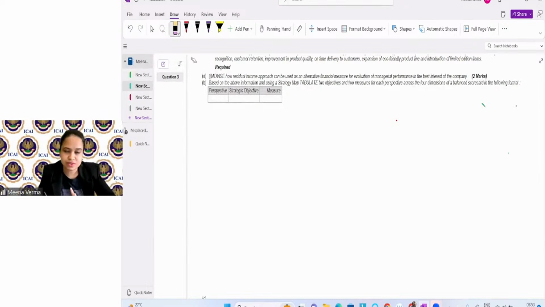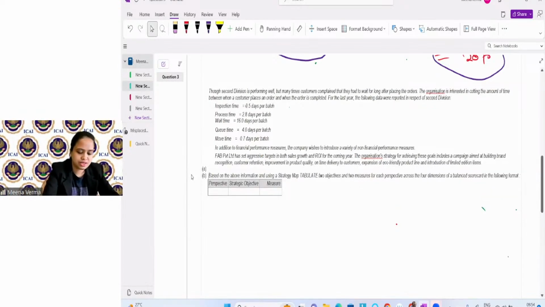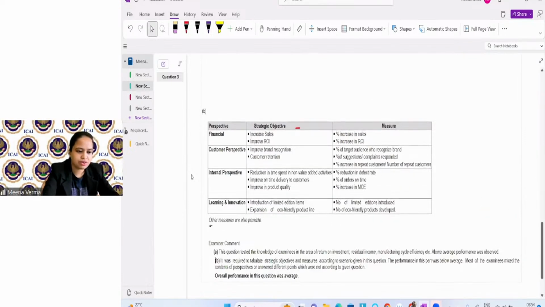But here, on the basis of ROI, management will say no, not a good decision. But when we consider RI, the management will say yes, a good decision. Okay, all right. So in this way, you can answer the question. It is a 2 marks question: 1 mark for the calculation, 1 mark for your advice. What advice you will give? So you can see they have given the advice.